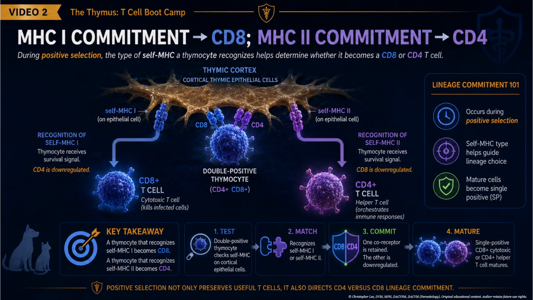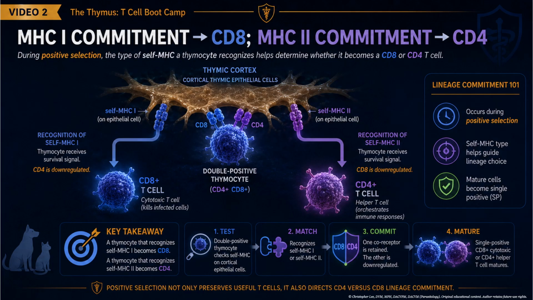Positive selection also helps guide lineage commitment. Developing thymocytes pass through a stage where they express both CD4 and CD8. They are called double positive thymocytes. During positive selection, the type of MHC molecule that the thymocyte recognizes helps determine what kind of T cell it will become. If the thymocyte recognizes self-MHC class 1, it will commit to a CD8 lineage. That cell becomes a CD8 positive cytotoxic T cell. CD8 T cells are important for recognizing infected or abnormal host cells, such as cells presenting endogenous peptides on MHC 1.